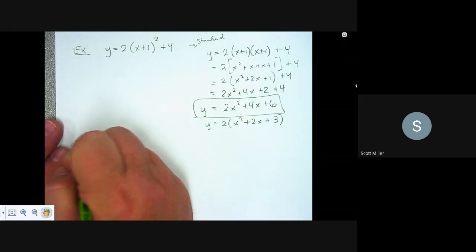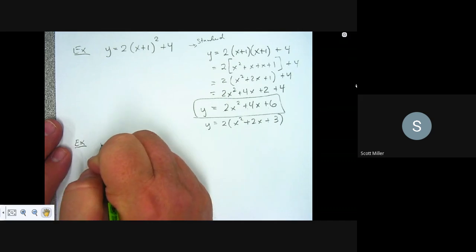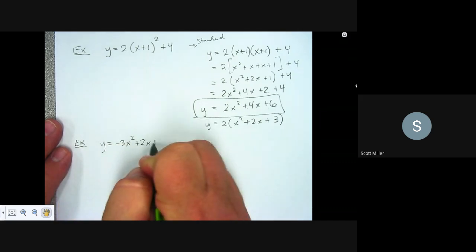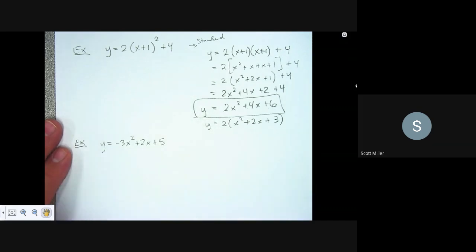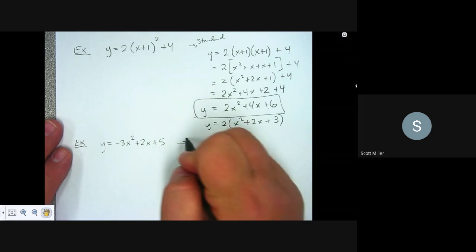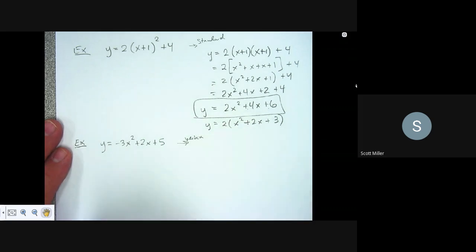Here's another example. I'm going to give you this one. Here's this plus 2x plus 5. And let's put this one into vertex form. So we're going to go from standard form to vertex form. So what do I need to do this one?